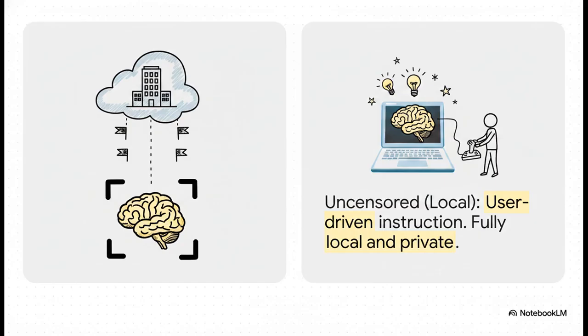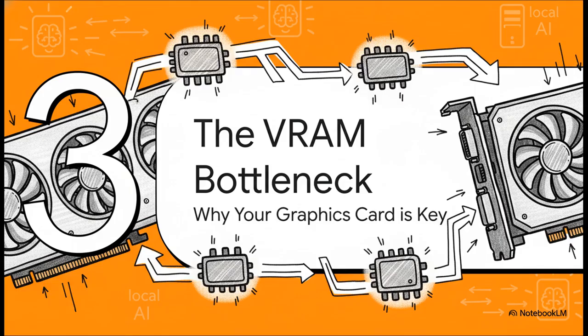Cloud models are aligned. That's a fancy way of saying they operate under corporate rules. Now that's great for enterprise safety, but it can feel pretty restrictive. Local models, on the other hand, can be completely uncensored. They follow your instructions, period. Your data stays on your machine. You have total control right down to the model's core programming. This makes them absolutely perfect for creative work, private research, really any task where you need to be the one in charge.